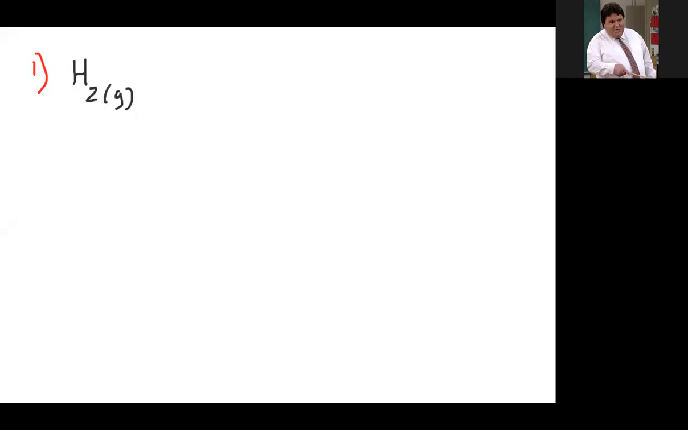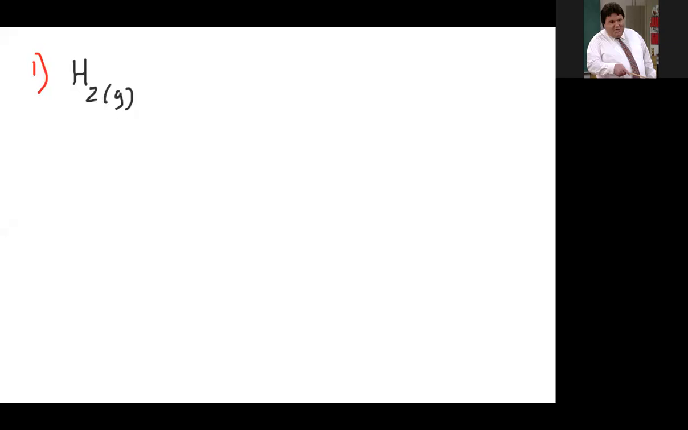All right, so I'm saying this again. The statement says hydrogen gas. I put an H and a 2 because hydrogen is diatomic and it cannot be alone. If it's alone, I have to put a 2 with it. I put the G in parentheses because it is a gas.